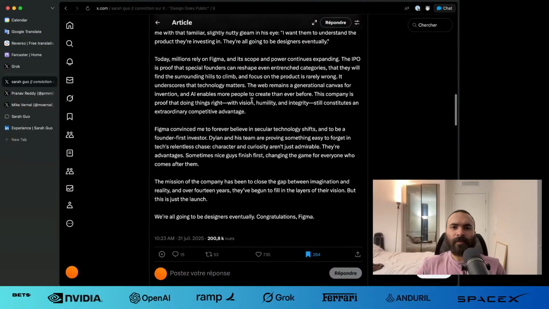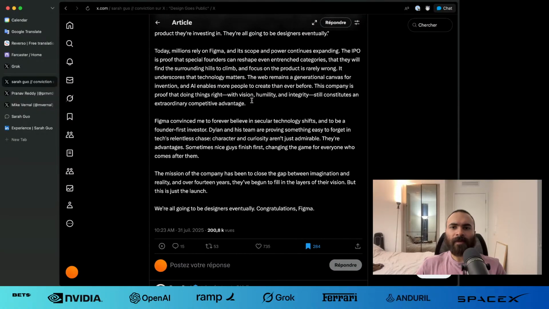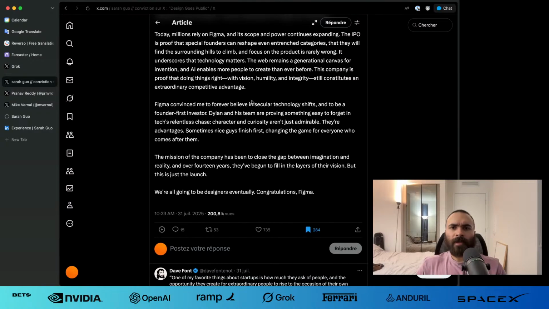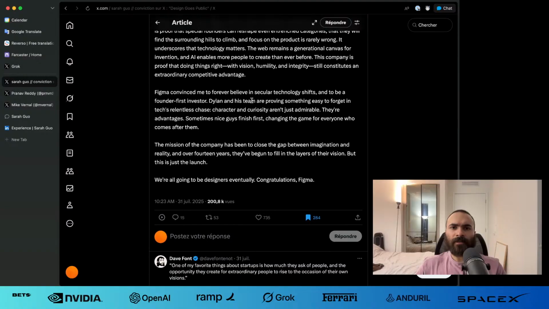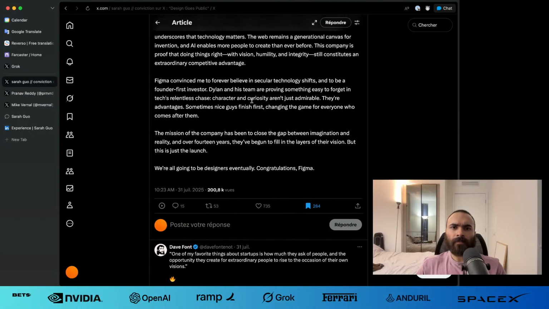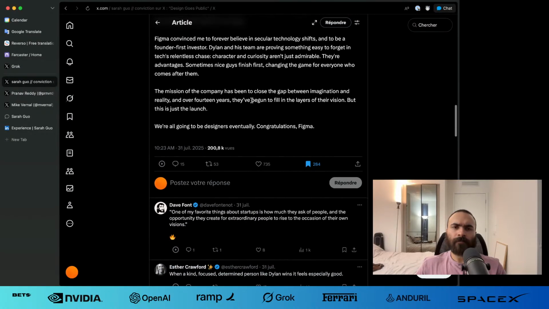Today, millions rely on Figma, and its scope and power continue expanding. The IPO is proof that special founders can reshape even entrenched categories, that they will find the surrounding hills to climb, and that focus on the product is rarely wrong. It underscores that technology matters. The web remains a generational canvas where invention and AI enable more people to create than ever before. This company is proof that doing things right with vision, humility, and integrity still constitutes an extraordinary competitive advantage.